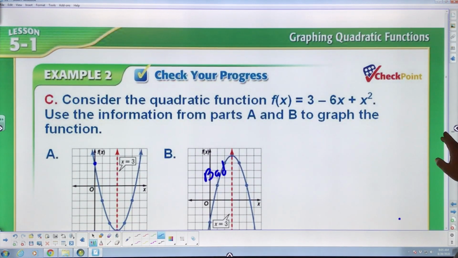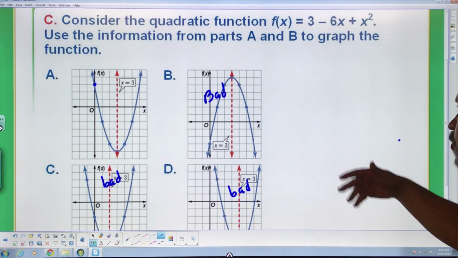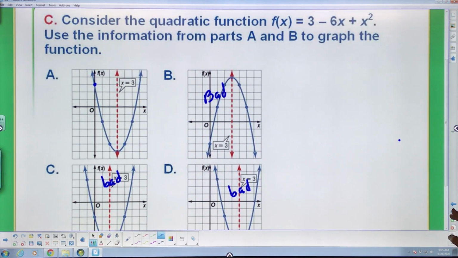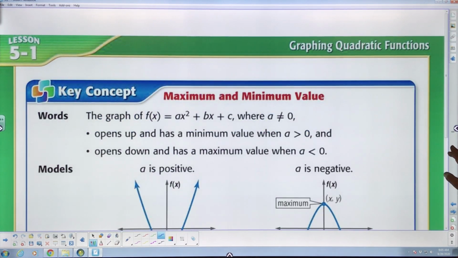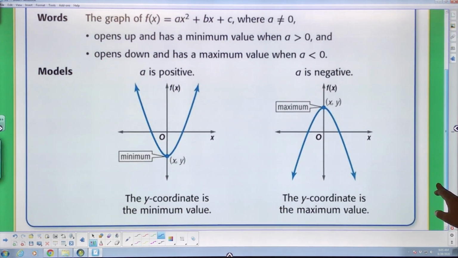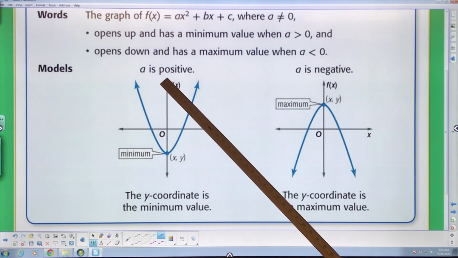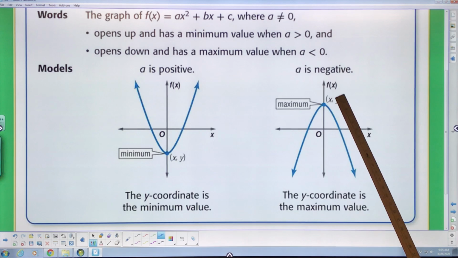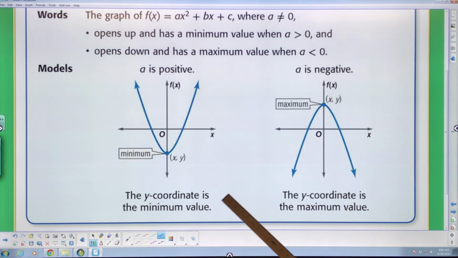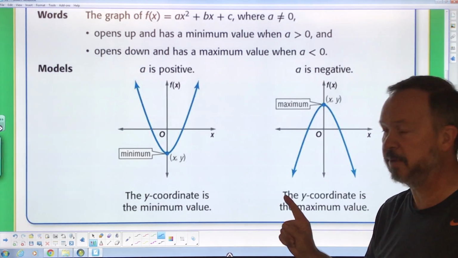We did do some additional things when we did the previous parts to this. We knew the name of the vertex, we knew where it was, we knew some other points. We could easily graph that from the chart, the table that we just had. Again, I'm reminding you of this stuff that we've talked about over and over already in just these few minutes. But just to note, if it opens up, it's got a minimum. If it opens down, it has a maximum. That's a minimum value and a maximum value. Pay attention. There is a minimum point and a minimum value.